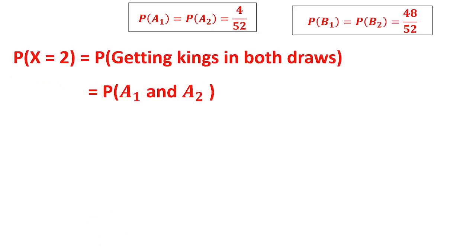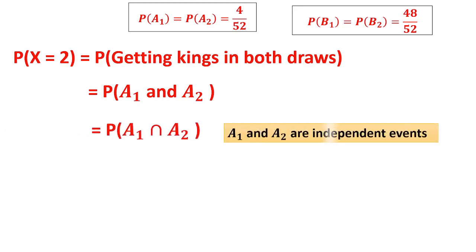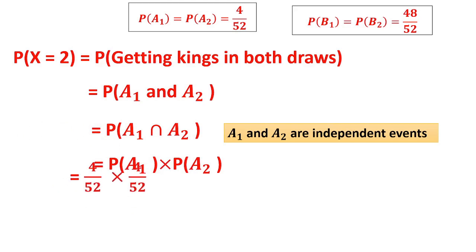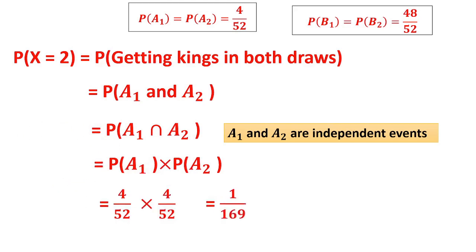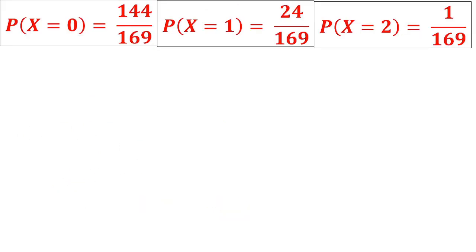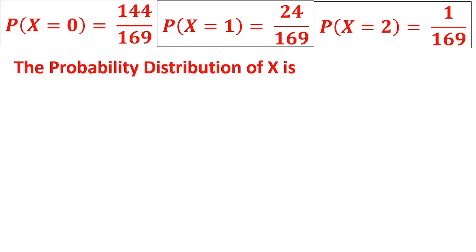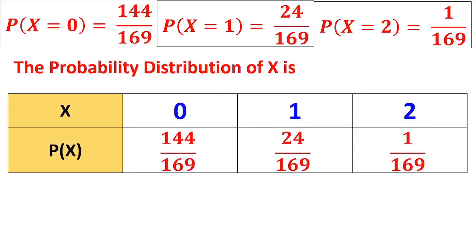Let us move on to the last one, that is two king cards, A1 and A2. King from the first and king from the second. Therefore, A1 intersection A2, both are independent. Multiply the probabilities. The answer is 1 by 169. You have to put it in the form of a table. This is the probability distribution.